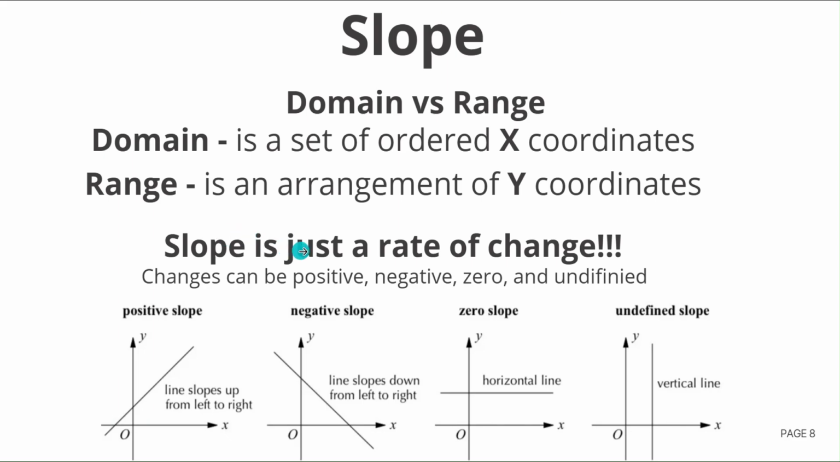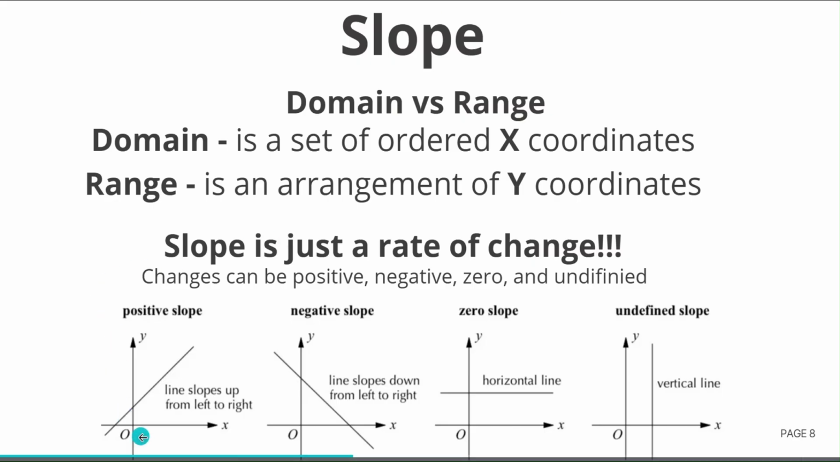When it comes to slope, though, slope is just a rate of change. Consider slope as a rate of change. That's it. That's all you have to know about slope. It is the way your line goes up or down. It's like the speed at which your line goes up and down.